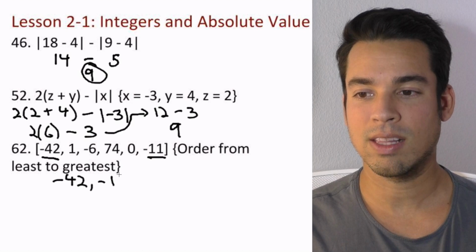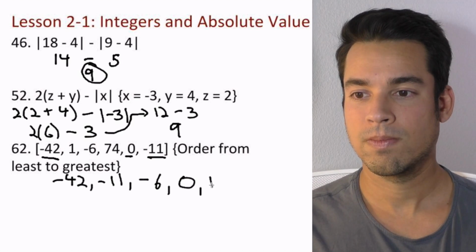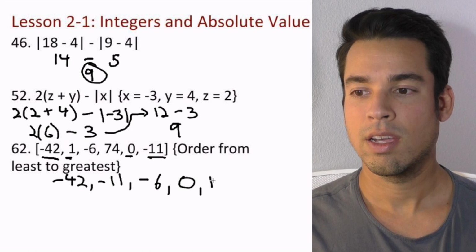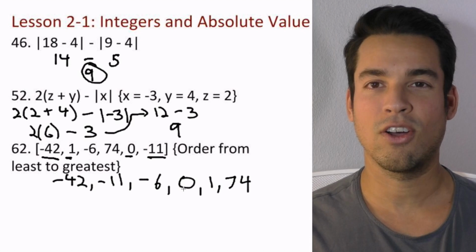Then we got negative 11. Then we got negative 6. Then we got 0. Okay, 0 is kind of in the middle. Then we got 1. Right, here's 1, the positive number. And then our last one is 74. There's the order from least to greatest, and we are done.